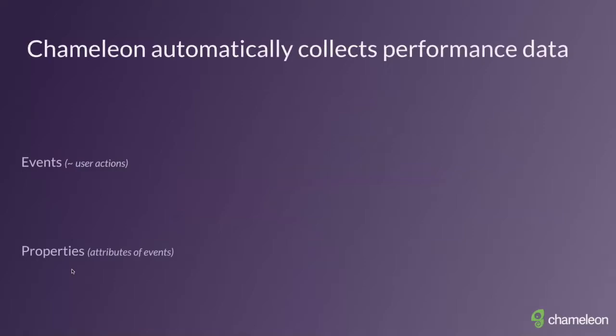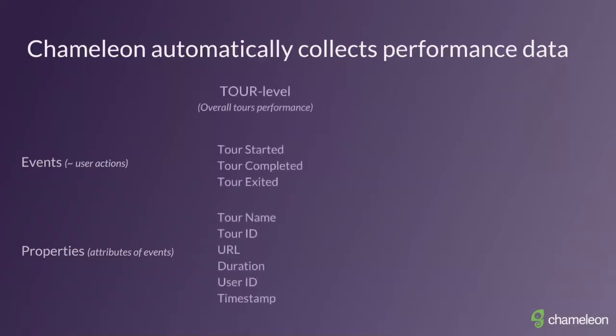Now, part of the iteration involves you understanding how your tools are performing, and Chameleon helps with that by collecting some of this data automatically. It collects 2 kinds of data: events, which are when users are acting, and properties, attributes of those events. It happens on a tool level. So this is looking at overall whenever the tool was started by a user or completed or exited, that's an event that's tracked. And that has contributing attributes or properties such as the name of the tool, the ID, the URL, the duration between the starting and completed, the ID of the user that did the event, and of course the timestamp.